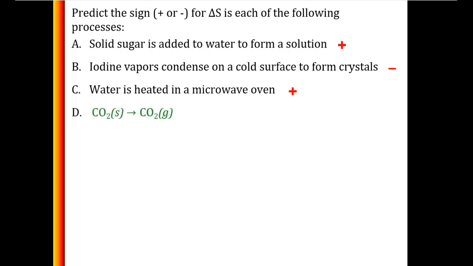Next one, we're going from solid CO2 to gaseous CO2. This would be something like dry ice. Dry ice is just solid CO2, and when it heats up, it turns into gas and just kind of goes away. That's why there's no moisture left behind from dry ice. But here we're going from solid CO2 to gaseous CO2, so of course we're going from a high degree of order to a low degree of order. So we're increasing entropy.